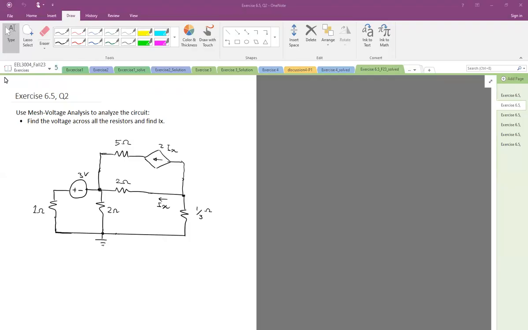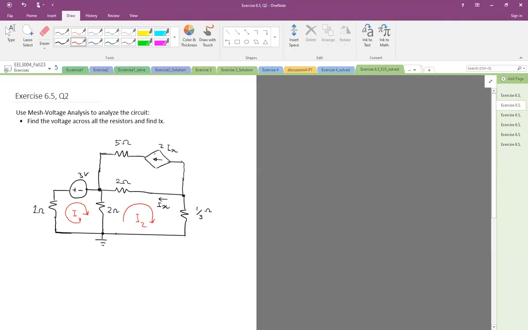So this is the same circuit as in question 1 in this exercise series, but I asked you to do mesh voltage analysis. So for mesh voltage analysis, as you know, we have to identify meshes and then we label the mesh current. So this, I call it I1, then I2, and then on this mesh, as you see, there is a current source.